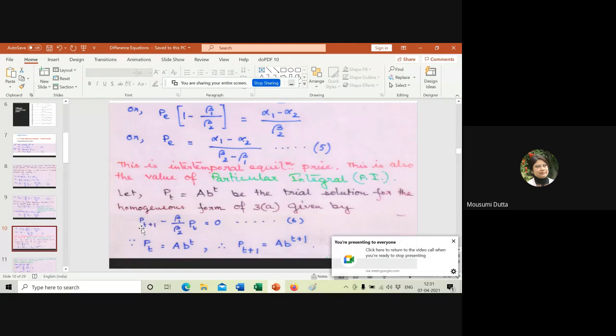So it is AB to the power t plus 1 minus beta 1 by beta 2 AB to the power t is equal to 0. And then I am telling you to take AB to the power t common.